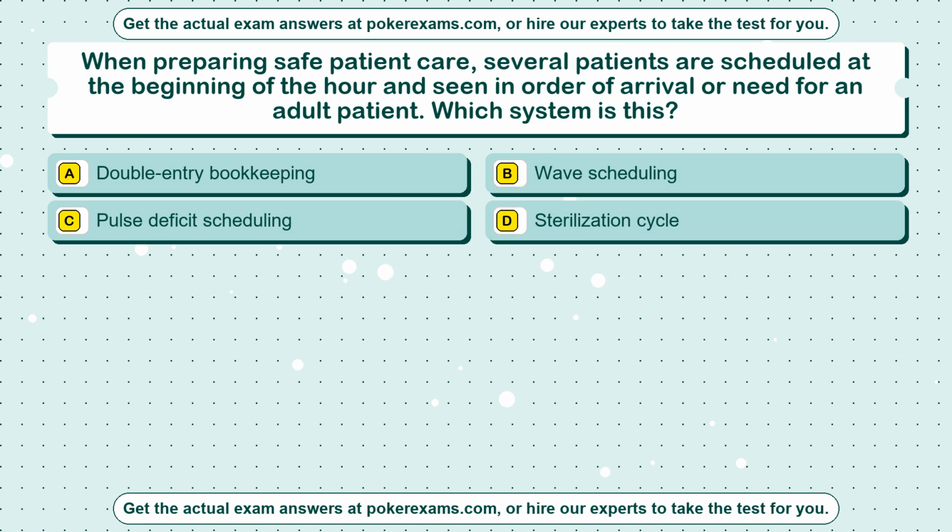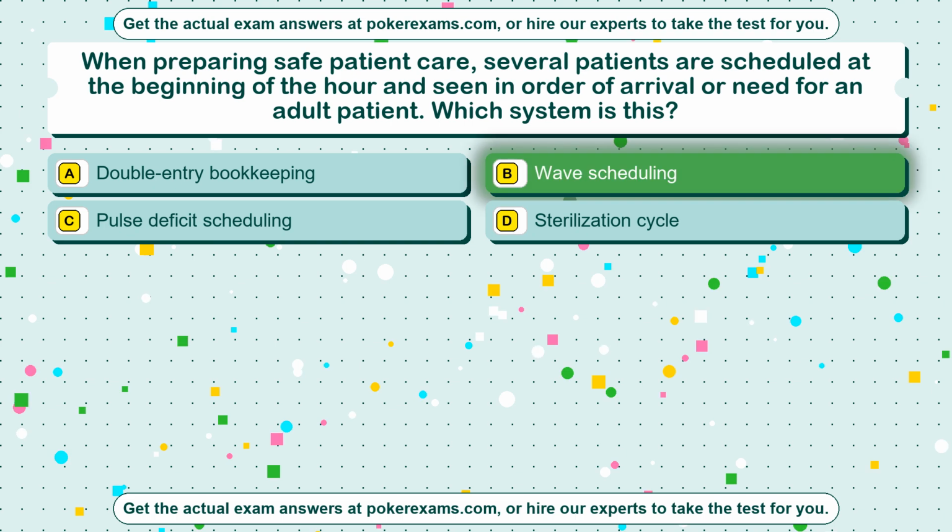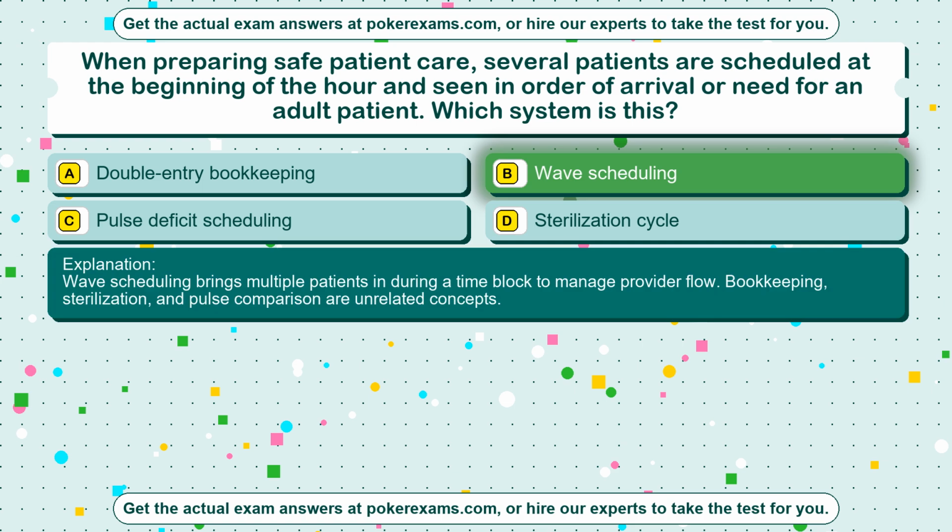Question 68. When preparing safe patient care, several patients are scheduled at the beginning of the hour and seen in order of arrival or need for an adult patient. Which system is this? Option A, double entry bookkeeping. Option B, wave scheduling. Option C, pulse deficit scheduling. Option D, sterilization cycle. The correct answer is option B, wave scheduling. Wave scheduling brings multiple patients in during a time block to manage provider flow. Bookkeeping, sterilization, and pulse comparison are unrelated concepts.